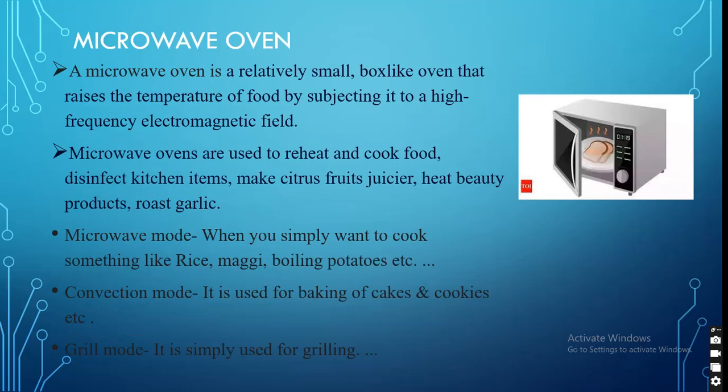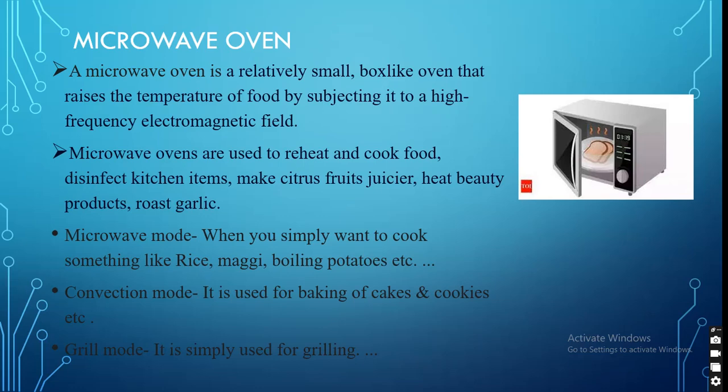Then coming to the microwave oven, how it works. A microwave oven is a relatively small box-like oven that raises the temperature of food by subjecting it to a high frequency electromagnetic field. Microwave ovens are used to reheat and cook food, defrost kitchen items, make citrus fruits juicier, heat beauty products, and roast garlic. Here we have 3 modes in this: microwave mode, convection mode, and grill mode.